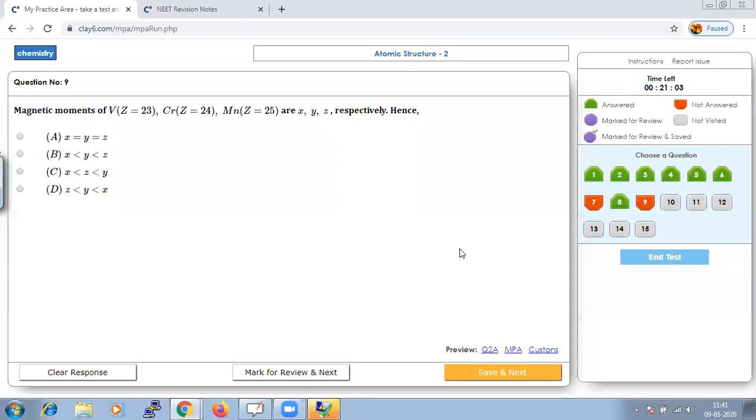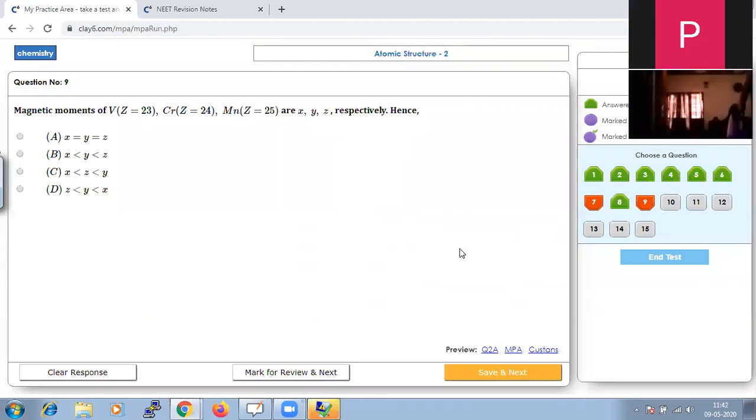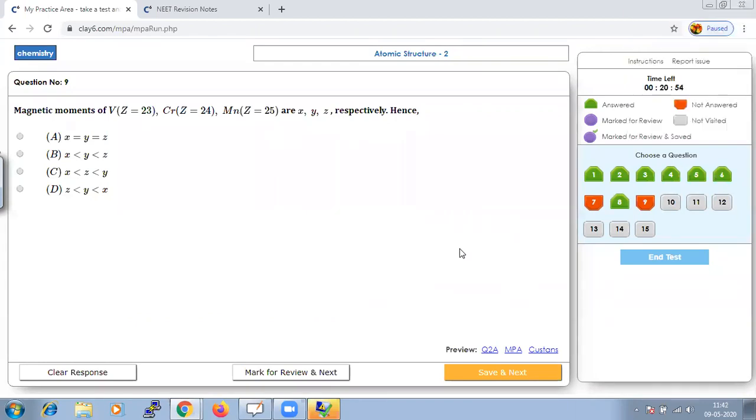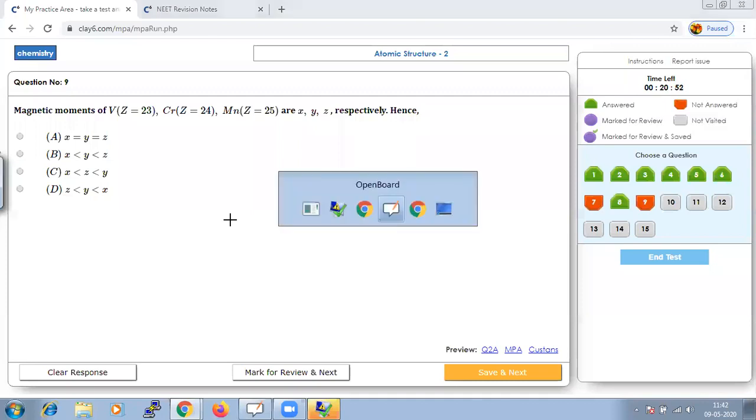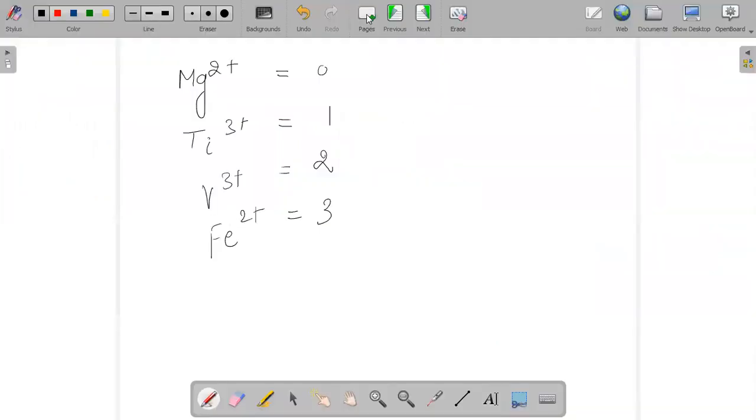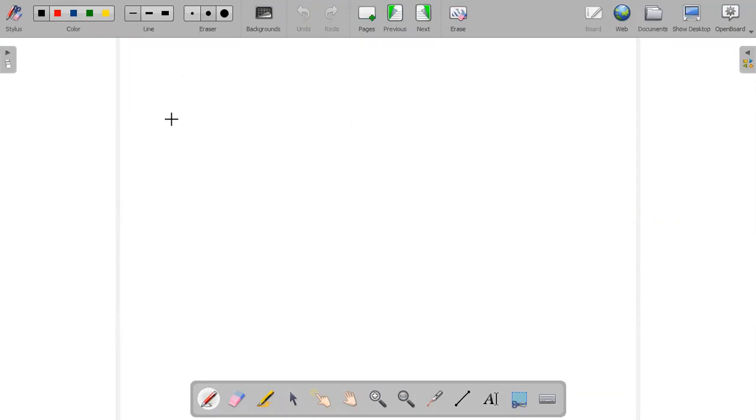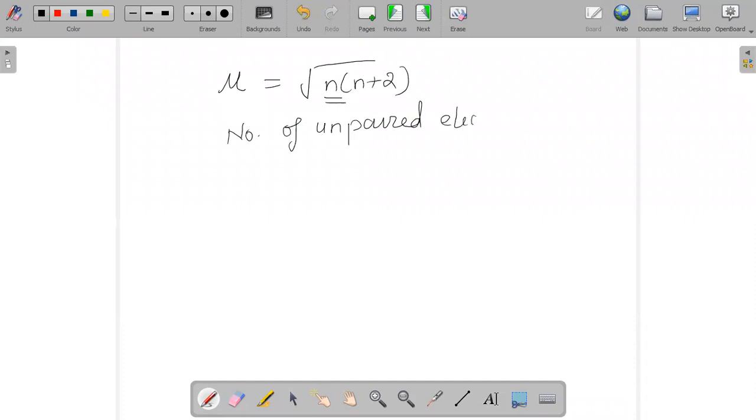How do we relate that? There should be a relation. Hence, we say that magnetic moment, you have a formula in order to analyze this. We could say simply, magnetic moment is mu, and that is root of n into n plus 2. And n is nothing but the number of unpaired electrons.